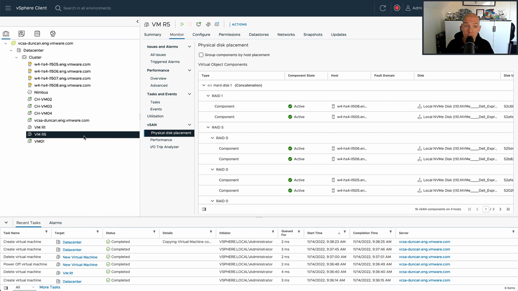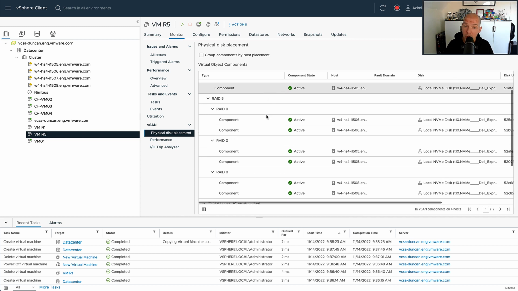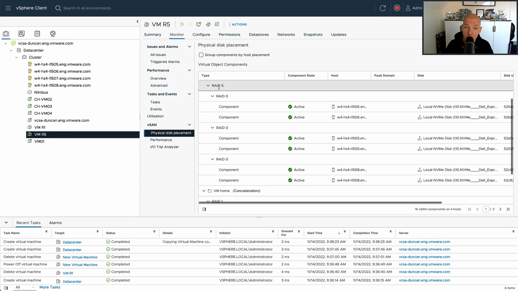If the cluster were larger than what we are seeing here, so if the cluster were six hosts or more, what you would then be seeing is a 4+1 configuration. So not a 3+1 configuration, but a 4+1 configuration. And that is basically what we've introduced as part of vSAN 8.0, the Express Storage Architecture.